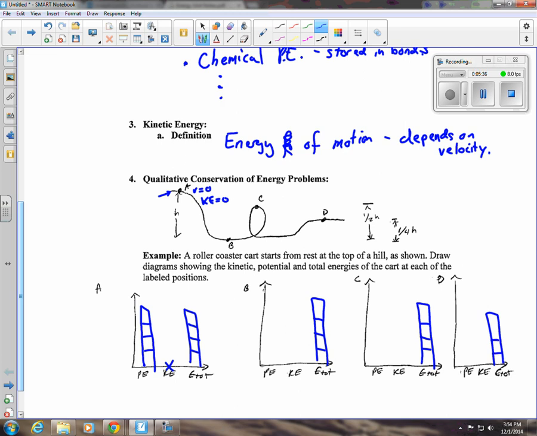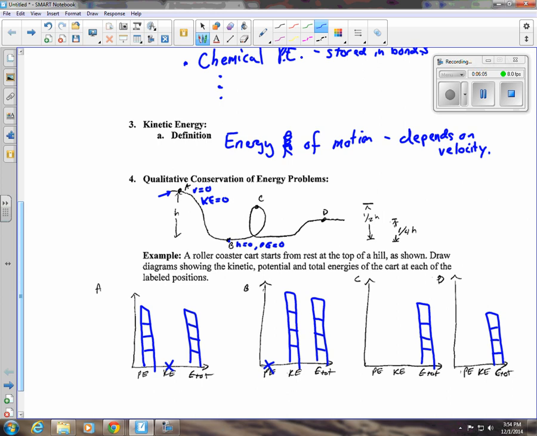If I was being really careful, I'd make those the same height. That's not too bad. Okay, now at point B, I get down here at the bottom. Here the height is 0, so the potential energy is 0. So I know that we have no potential energy. So how big does the kinetic energy have to be? Well, I know the total has to be 4 units high. I have no potential. Therefore, the kinetic has to be 4 high, because the potential plus the kinetic has to add to the total.